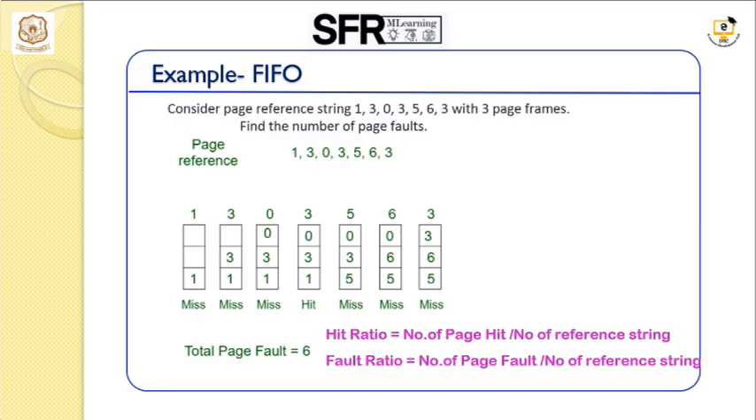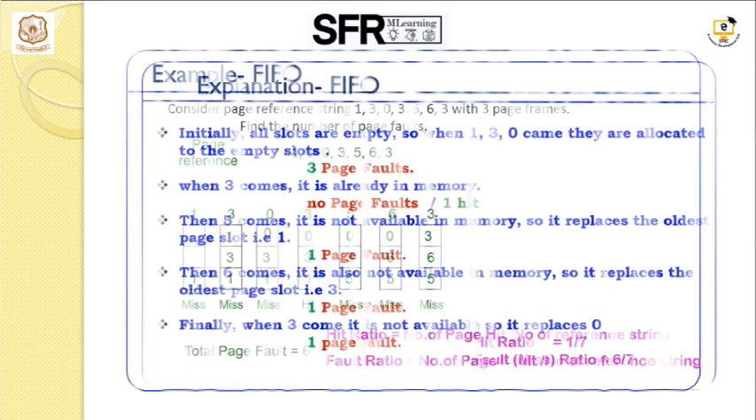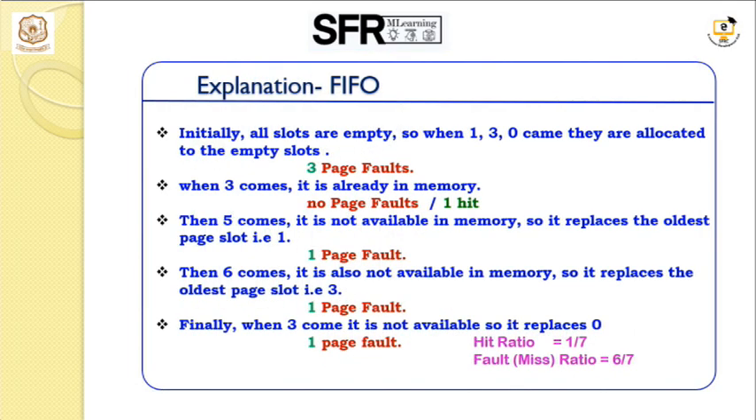So, hit ratio equal to 6 by 7, fault ratio equal to 1 by 7, fault ratio equal to 6 by 7. So, this is the explanation of the previous example. So, totally there are 6 faults and 1 hit.